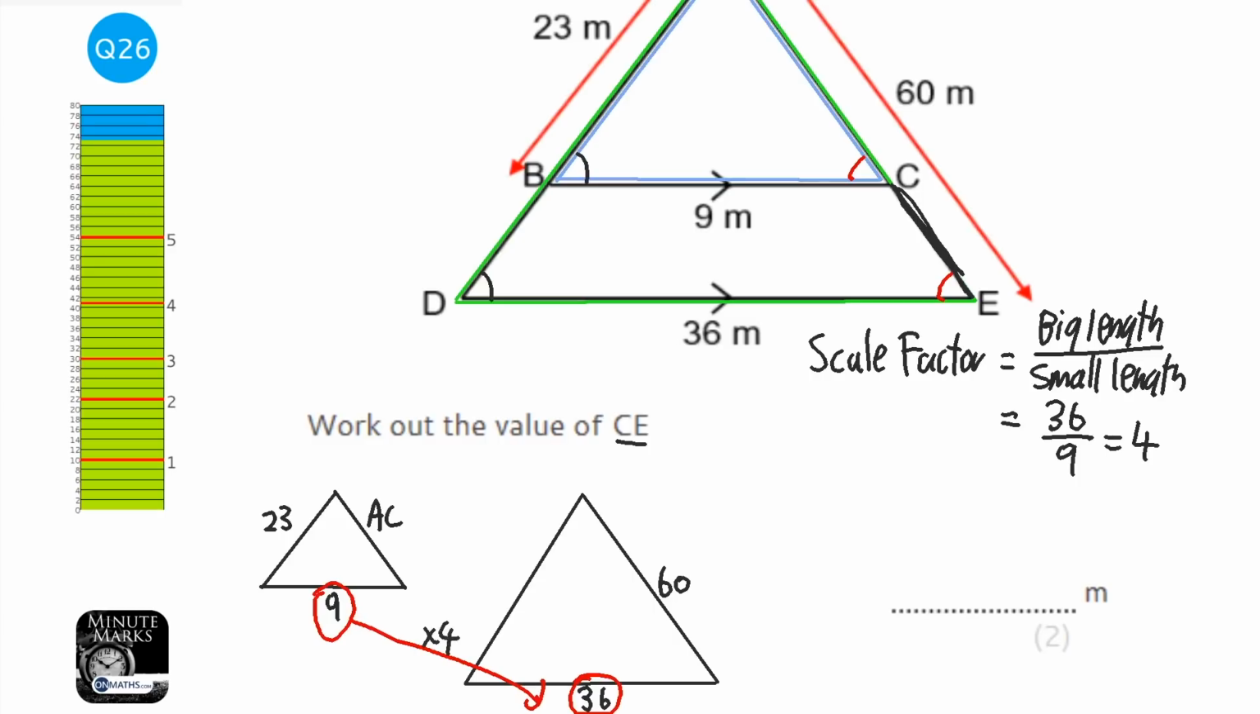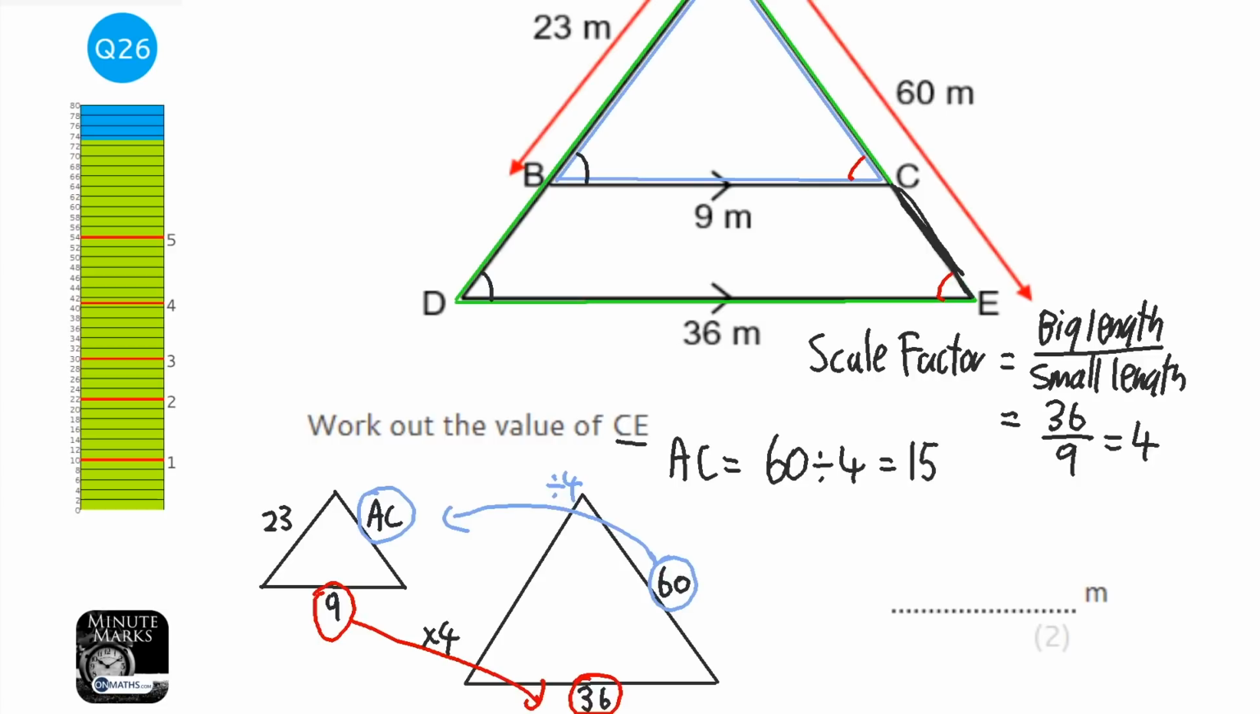Now, if we go from small to big, we times it by 4. But here we're going from big to small. So instead of times by 4, we're going to divide it by 4, because it's going to get smaller, isn't it? So we're going to do 60 divided by 4, and I should really write down what I'm doing. I'm doing AC, and that's going to be 15.